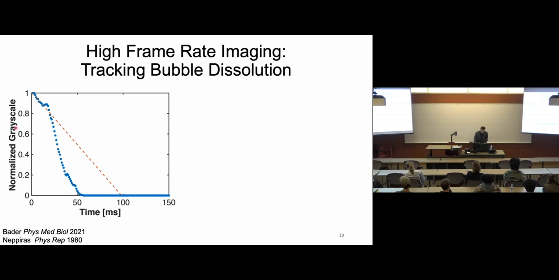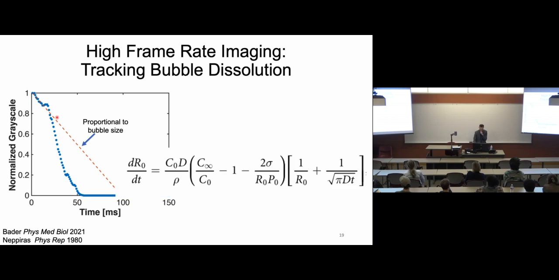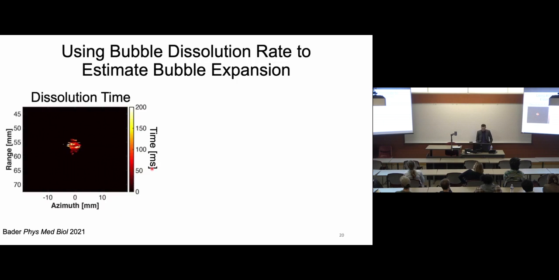And so this initial dissolution rate is strongly dependent on the size of the bubbles. And we can fit that to known models to gauge the passive dissolution of the bubble over time, meaning that we can fit it to this and try to extract this parameter, this R-naught term, which is proportional to the size of the bubble. And so that's what we've been starting to do.